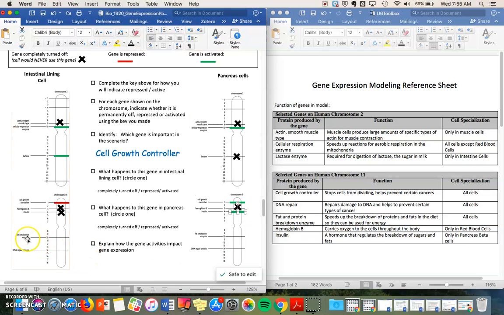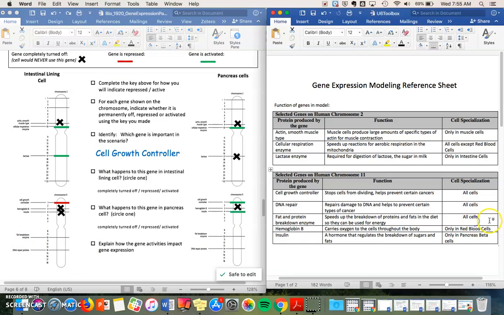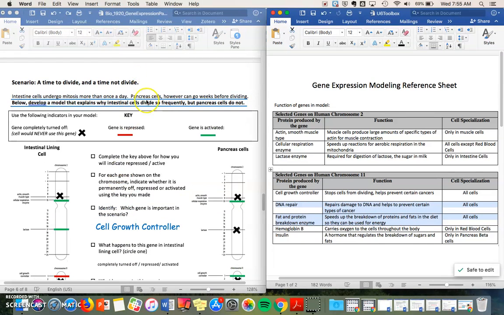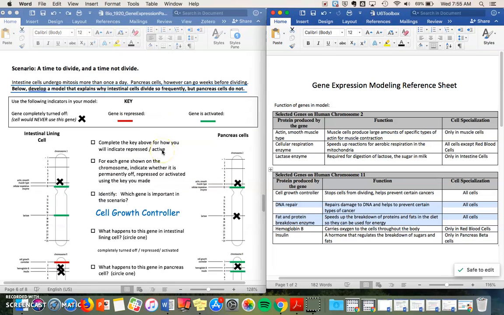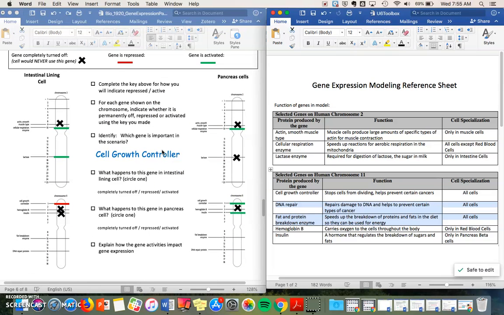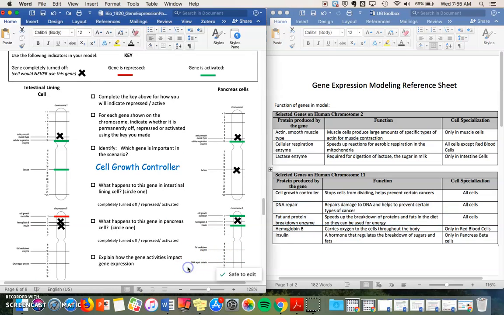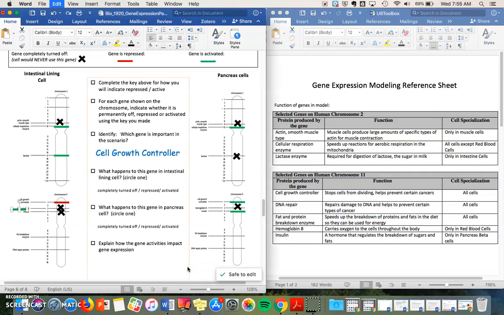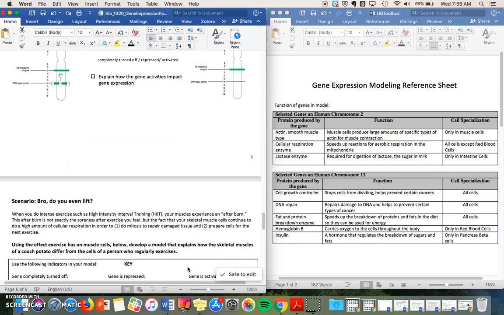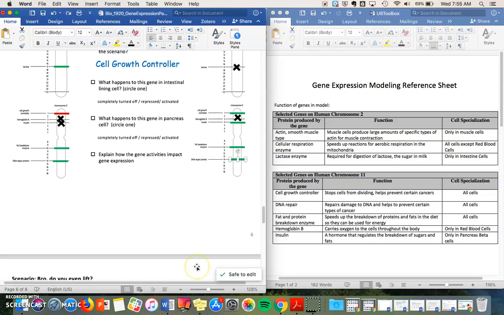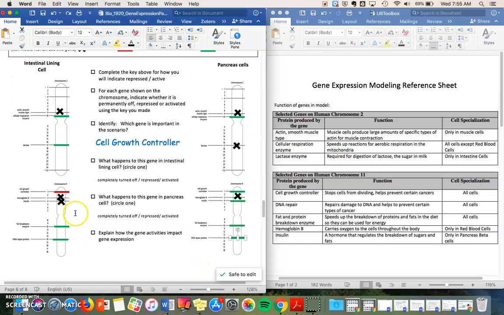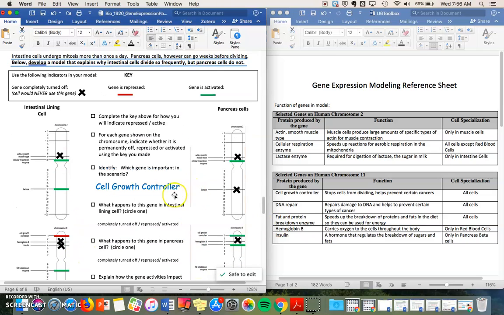Now, as for the fat enzyme protein and the DNA repair protein, notice that they're in all cells. If the scenario doesn't give us anything about the DNA repair or the fat breakdown enzyme changing, and they're on in all cells, we can always assume that these genes are active. You always need to break down fat. You always need to repair your DNA. Again, you could be given some scenario where these are repressed or turned off, but for the most part, at least in this one, the only thing that's changing is the cell growth controller gene.